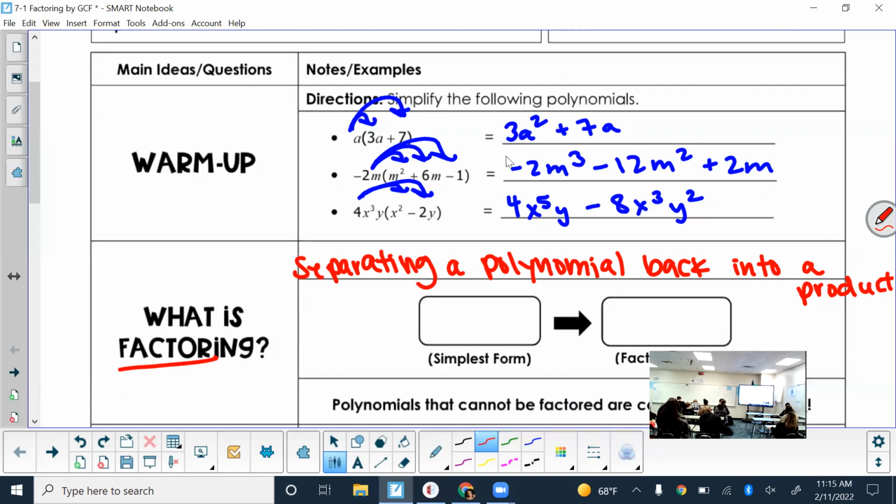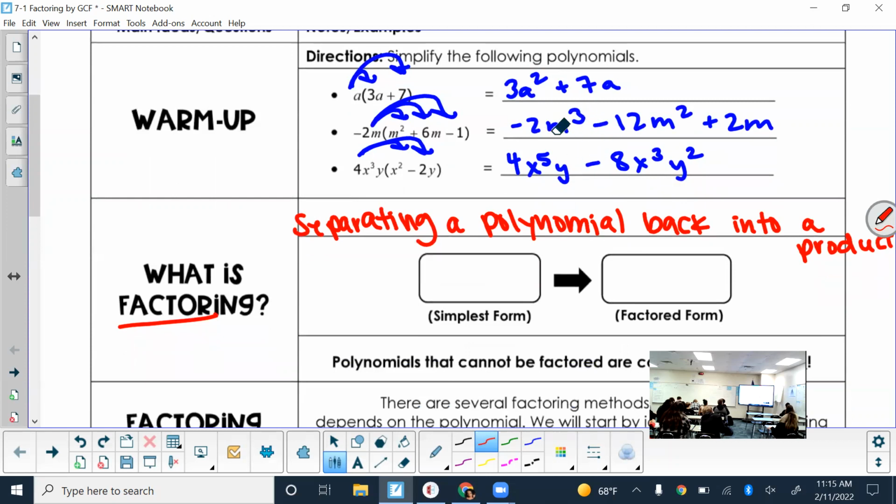So the warm-up, if you look at these as what you're given and these as our answers, would be an example. Here's another example. Simplest form could be 4a squared plus 8a. Factored form, and we'll tell you how to factor later, will be 4a outside parentheses a plus 2. Simplest form is what you get when you distribute. Factored form is what it looks like before you distribute. That's what we'll be doing, getting it into the factored form.